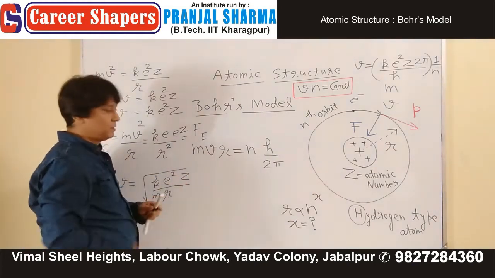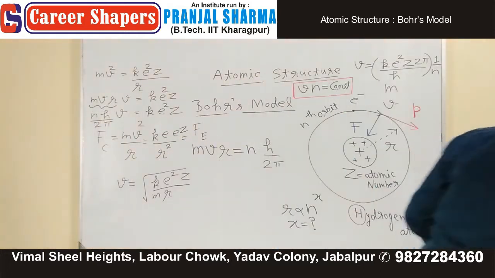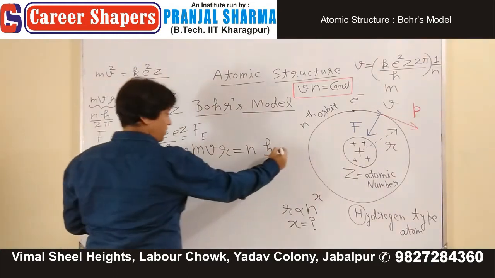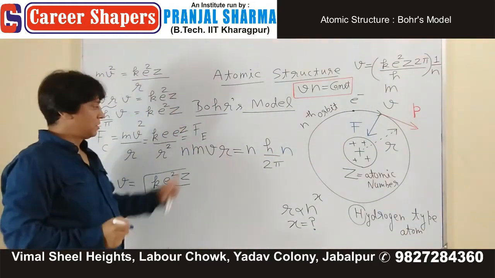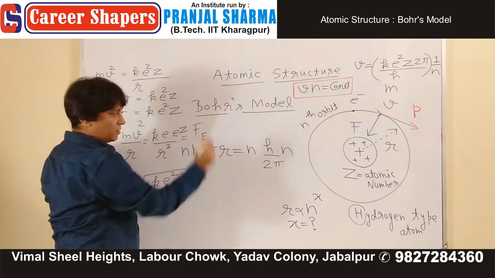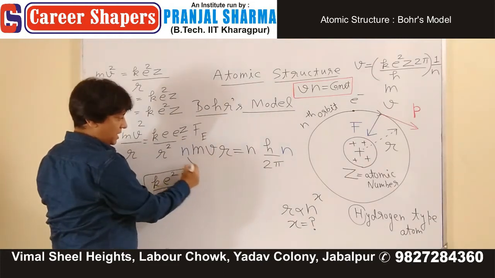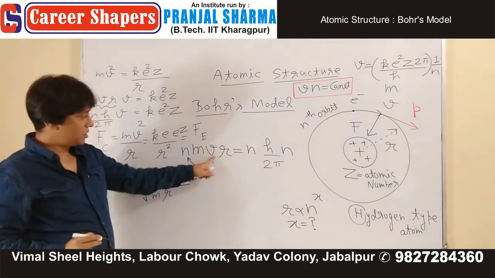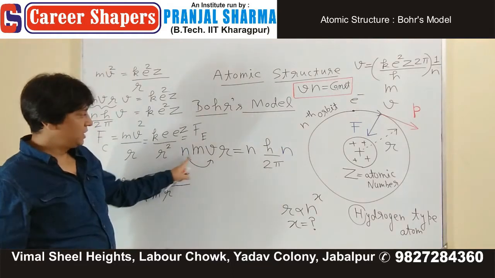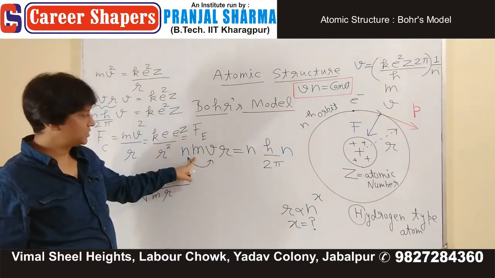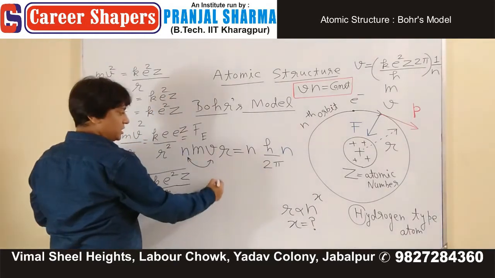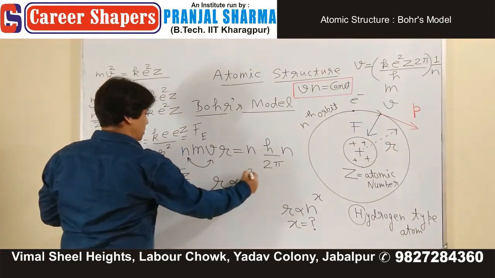Let's multiply N both sides. So if I multiply N both sides, then this V and N, product of V and N is a constant. So if V N is constant, m is already a constant, shift the constant over here, h upon 2 pi is another constant. It tells you that R is proportional to N square.